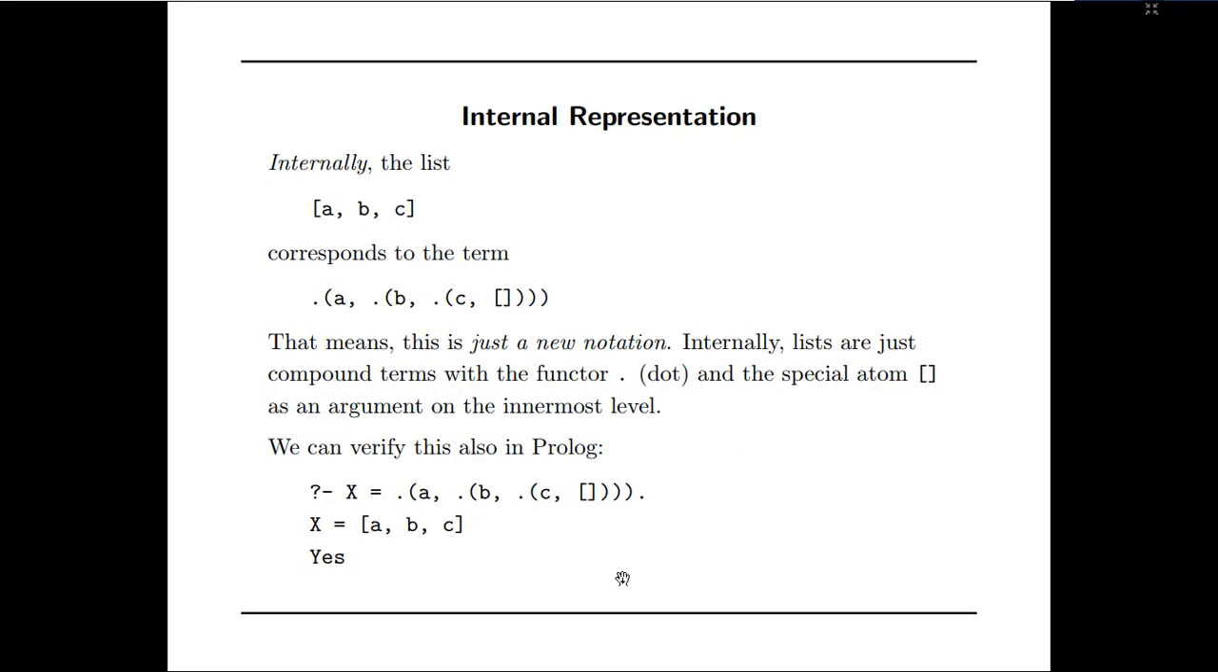Internally the list a, b, c will be represented like this, corresponding to the term dot within brackets a, comma, dot within brackets b, comma, dot within brackets c, comma, empty list, and close the brackets. That means this is just a new notation. Internally, lists are just compound terms with the functor. Here dot is used as a special atom and the empty list as an argument at the innermost level. That means we are going to see this entire list in terms of atoms.